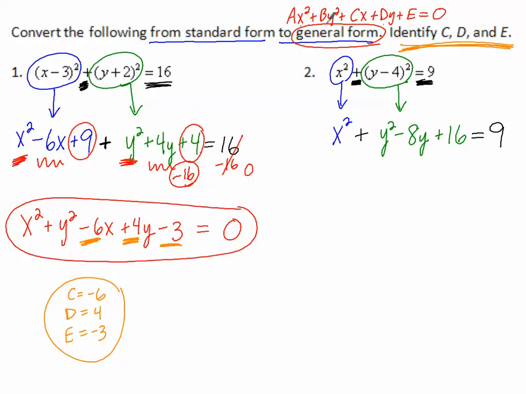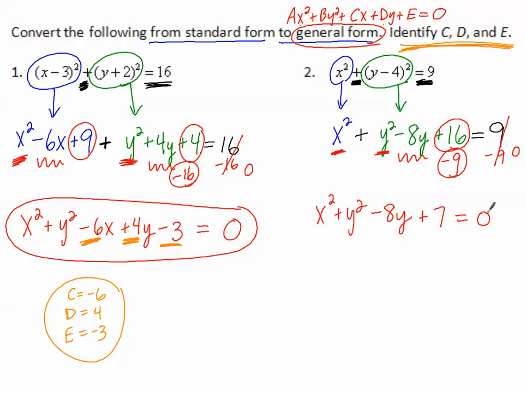So now we need to arrange. The x squareds and the y squareds come first. Here's x squared, here's y squared. Write those first, x squared plus y squared. Then the x's and the y's. Well, I don't see any other x's, so just the y's, minus 8y. I see one constant over here, but remember we have to subtract this one to bring it over as well. 16 minus 9 is 7, so plus 7 equals 0. There is our general form.